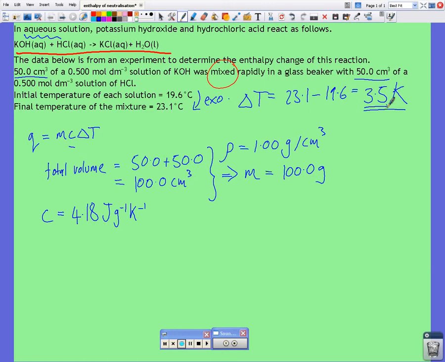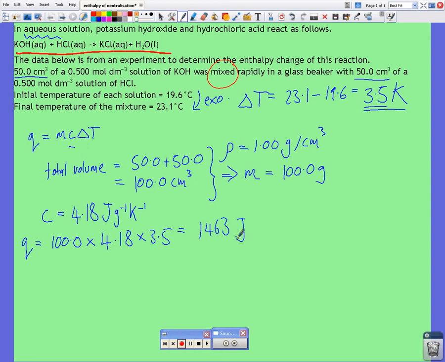Well, let's find out then what Q is. Q is equal to our mass, 100.0, multiplied by our specific heat capacity and our temperature change, and that gives us 1463 joules.